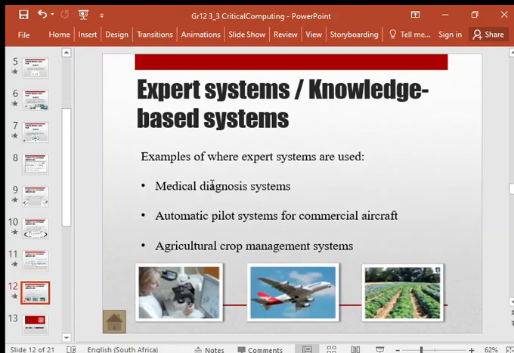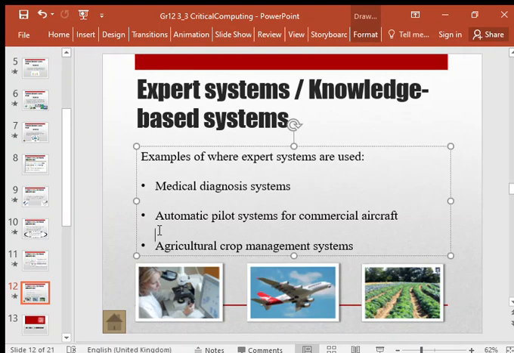Expert systems examples are your medical diagnosis systems, automatic pilot systems, and agricultural crop management. These are your examples.